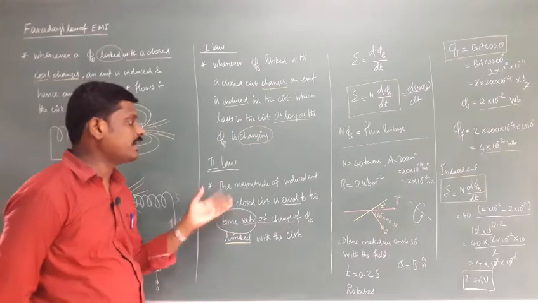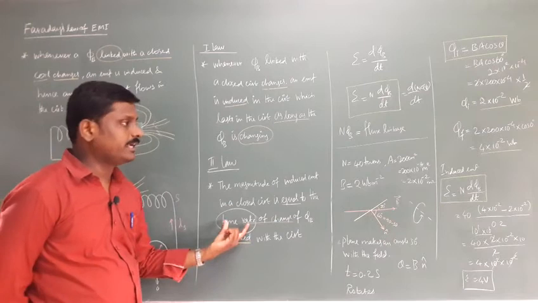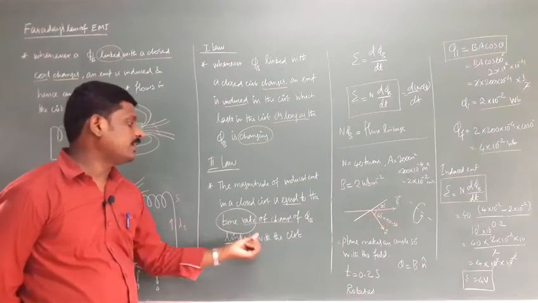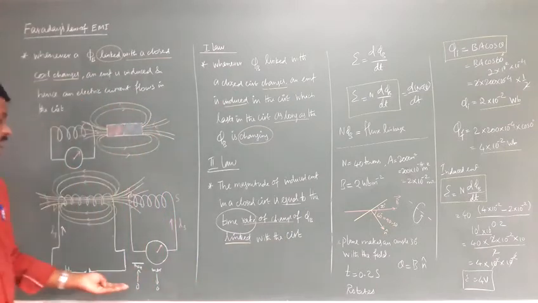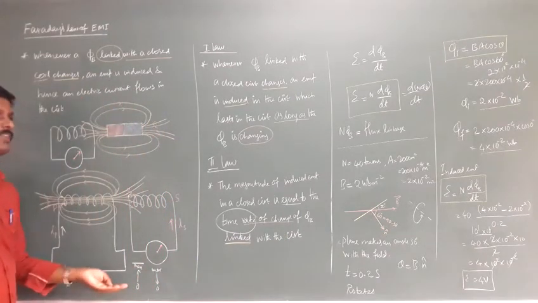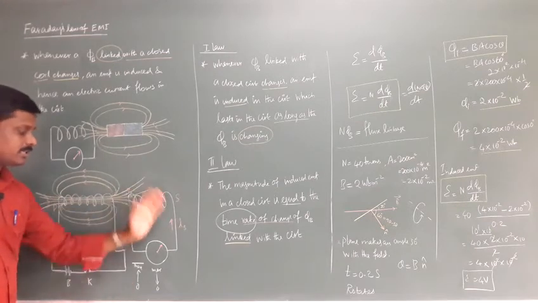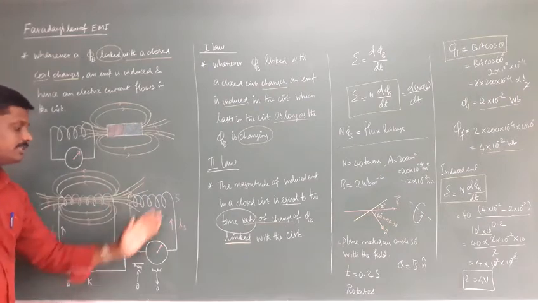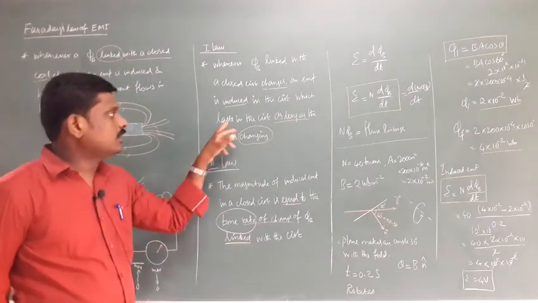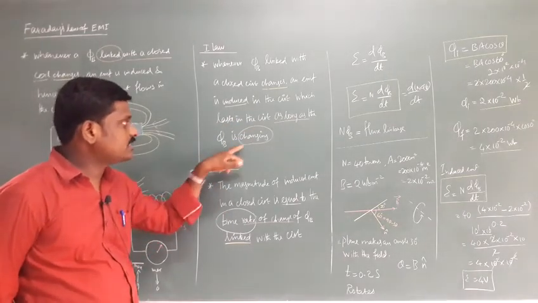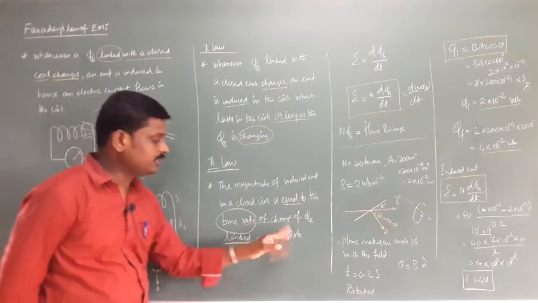Then the second law. What is the magnitude of the induced EMF? The value of the induced EMF in a closed circuit is equal to the time rate of change of magnetic flux linked with the circuit. It is increasing from 0 to maximum over how long, maybe 0.5 seconds or 0.2 seconds. So there is a change in magnetic flux, there is an induced EMF in the coil, and so there is a deflection in the galvanometer, as long as the magnetic flux is changing. So the value is the time rate of change of magnetic flux linked with the circuit.